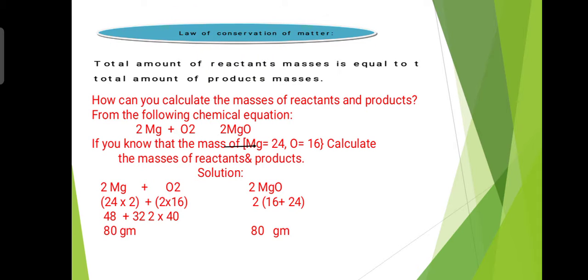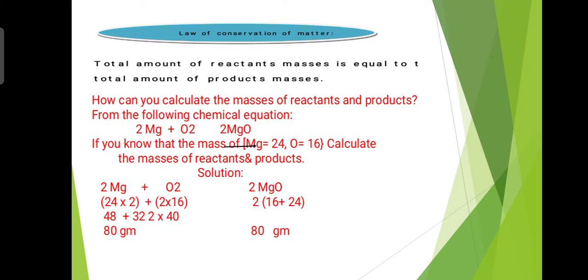Now we have 2 laws in chemical reaction. First, the law of conservation of matter means the total amount of reactant masses is equal to the total amount of product masses. For example, how can we calculate the masses of reactants and products from the following equation? 2Mg plus O2 produces 2MgO. If you know that the mass of Mg is 24 while oxygen is 16, calculate the masses of reactants and products.